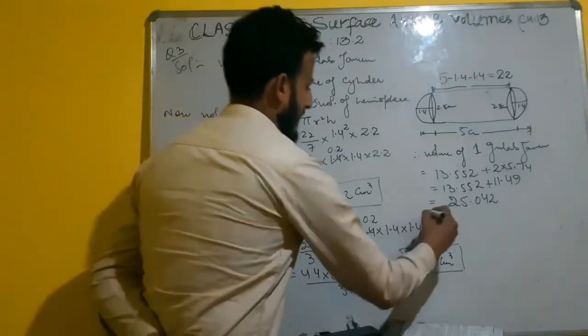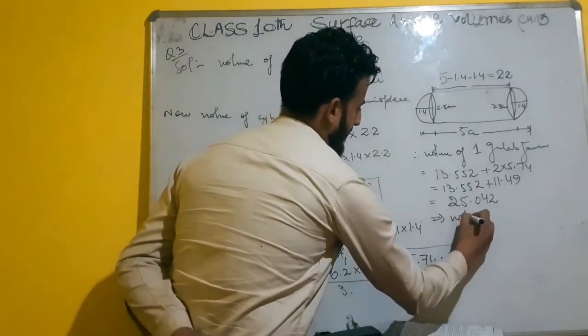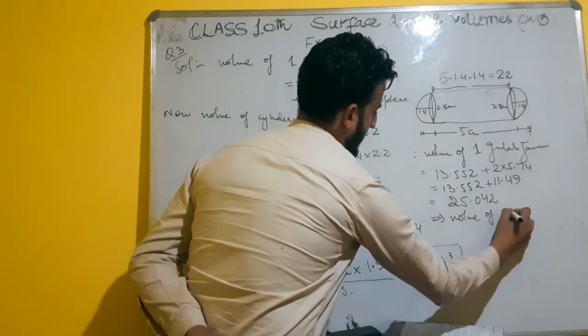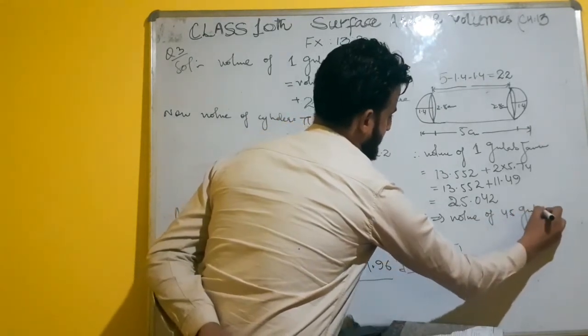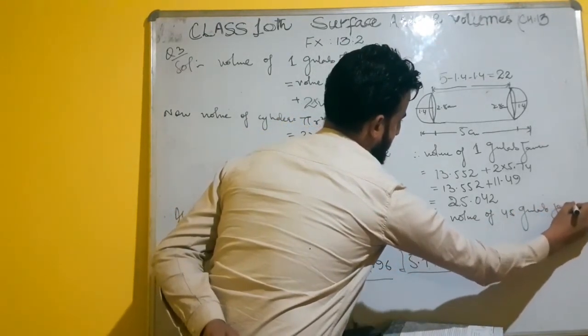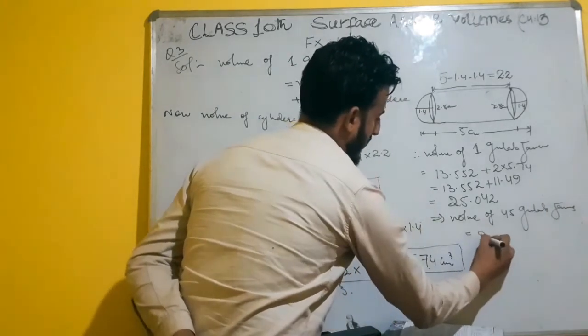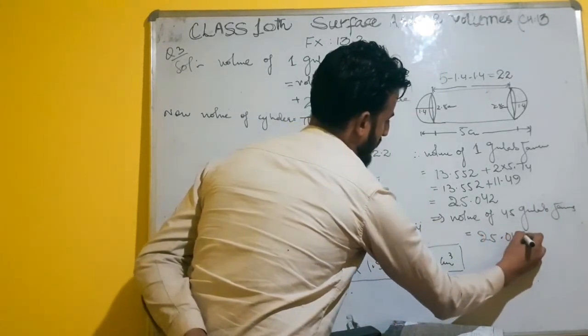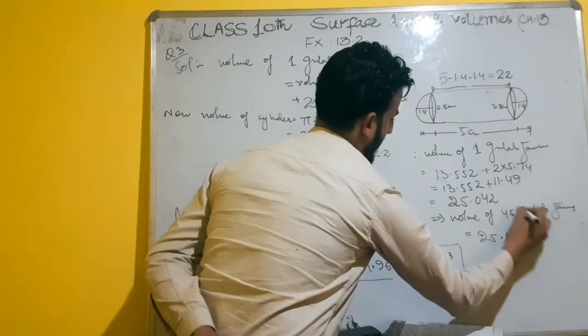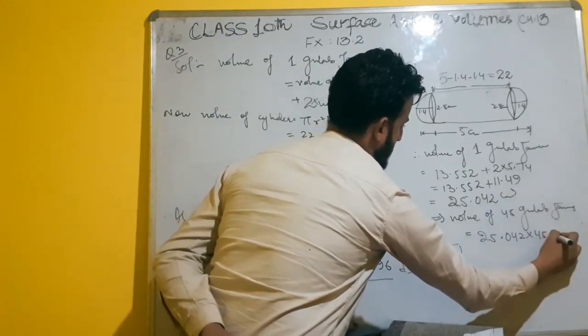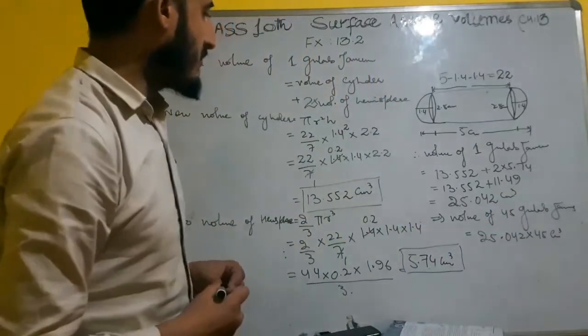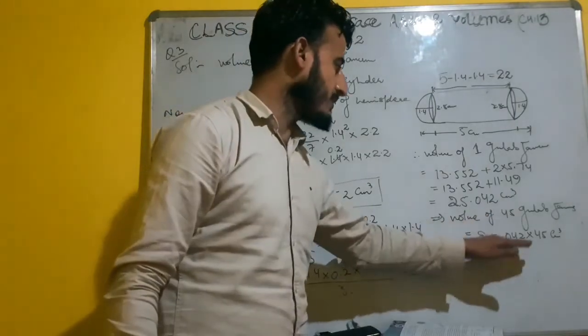This is the volume of what? One gulab jamun implies volume of 45 gulab jamuns. So for 45 it will be 25.042 into 45. This is in centimeter cube. This is also in centimeter cube. Here, what we have now is the volume of 45 gulab jamuns.